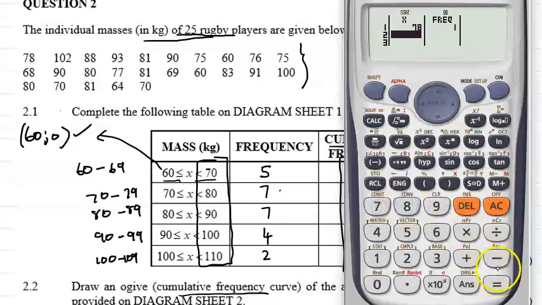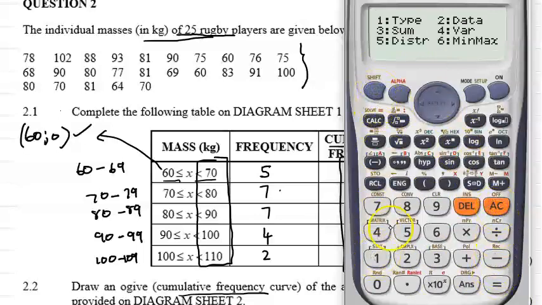78. Remember, after each value, you press the equal to sign. 102. 88. Now the last value is 70, equal to. Remember, there are 25 values. At this stage, you press AC, Shift and 1.